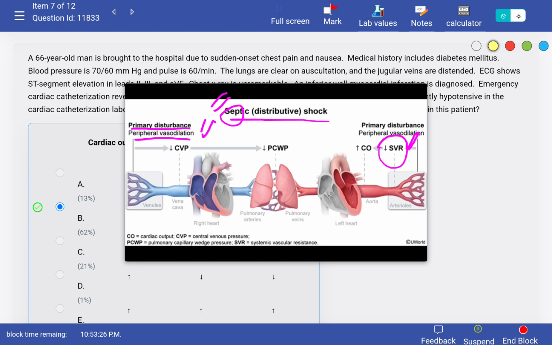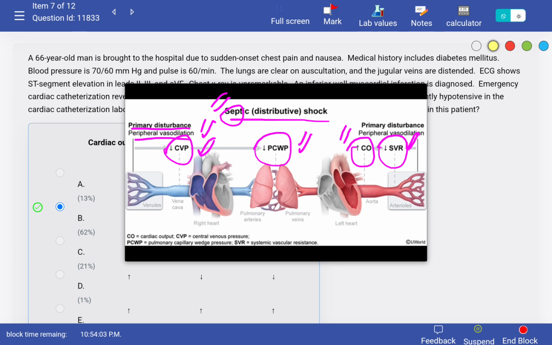In all other shock we would have a decrease in cardiac output, but this is opposite to those, right? Here the cardiac output would be increased, right? This is important. What would happen if there is an increase in cardiac output? So the central venous pressure would be decreased, and with that the pulmonary capillary wedge pressure would be decreased, right?